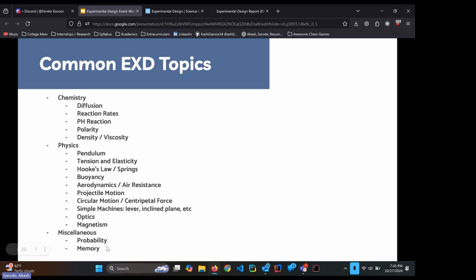And these are the list of common XD topics that you can see. Like I said before, pendulum shows up a lot. Elasticity shows up a lot. Diffusion shows up a lot.